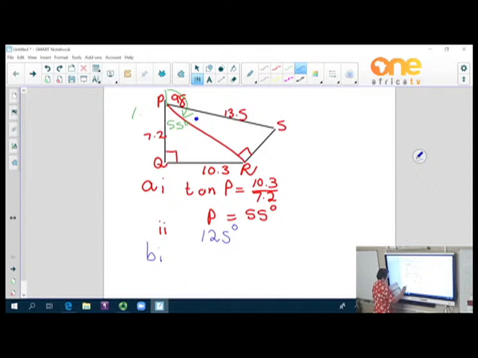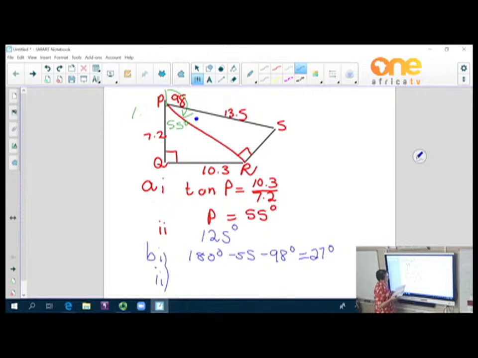Number B. Explain, so the bearing of S from R is 98 degrees. There you have it. And PS is 13.5. Explain why angle RPS is 27 degrees. So this is the 180 degrees minus the 55 minus the 98 degrees, and that is how we get the 27. This is good enough for an explanation. You don't need to write more words. That is good enough here.